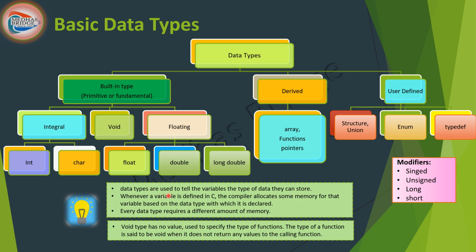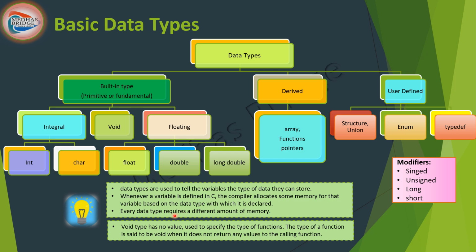Data types are used to tell a variable the type of data that it can store. Whenever a variable is defined in C, the compiler allocates some memory for that variable based on the data type with which it is declared. Every data type requires a different amount of memory. Make a point: an integer may have 4 bytes, a character requires 1 byte, float 4 bytes, double 8 bytes, and long double 10 bytes. For each data type, you have to understand what sort of memory is going to be allocated for that type of variable.